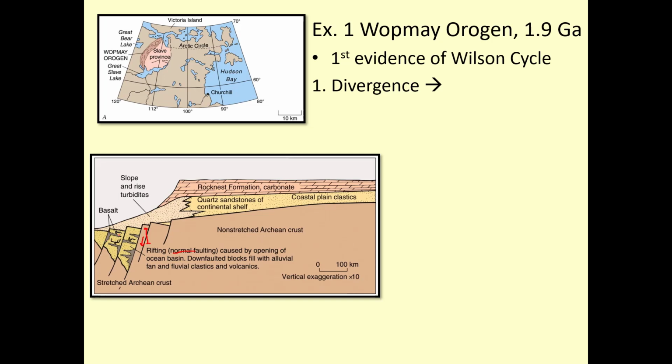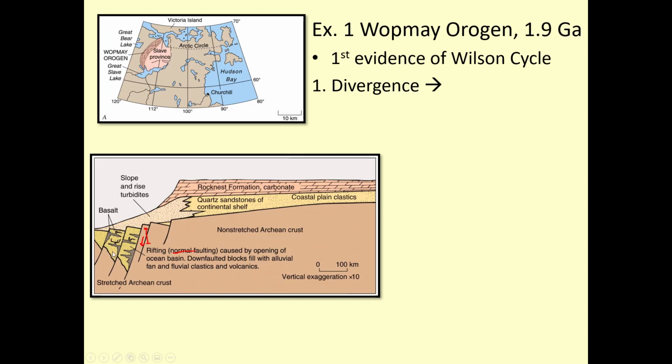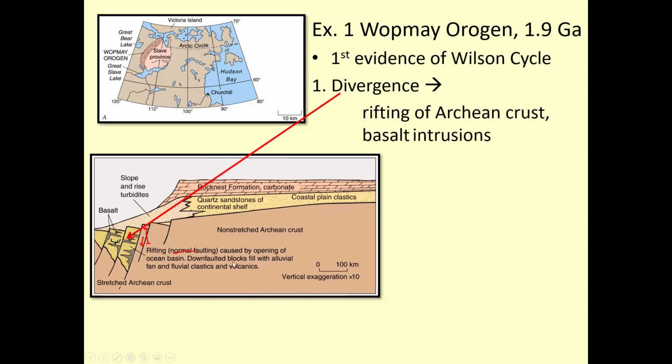We also see that there are some basaltic lava flows as well. That's another clue that there is divergence going on, because as crust gets thin, because it's being stretched, like during rifting, it will cause decompression melting in the upper mantle, which will cause basaltic lava to erupt up through these faults. And that's what we see here. So this is all evidence for ancient divergence right there. So the normal faulting that we see indicates rifting of the Archean crust. So do these basaltic intrusions.